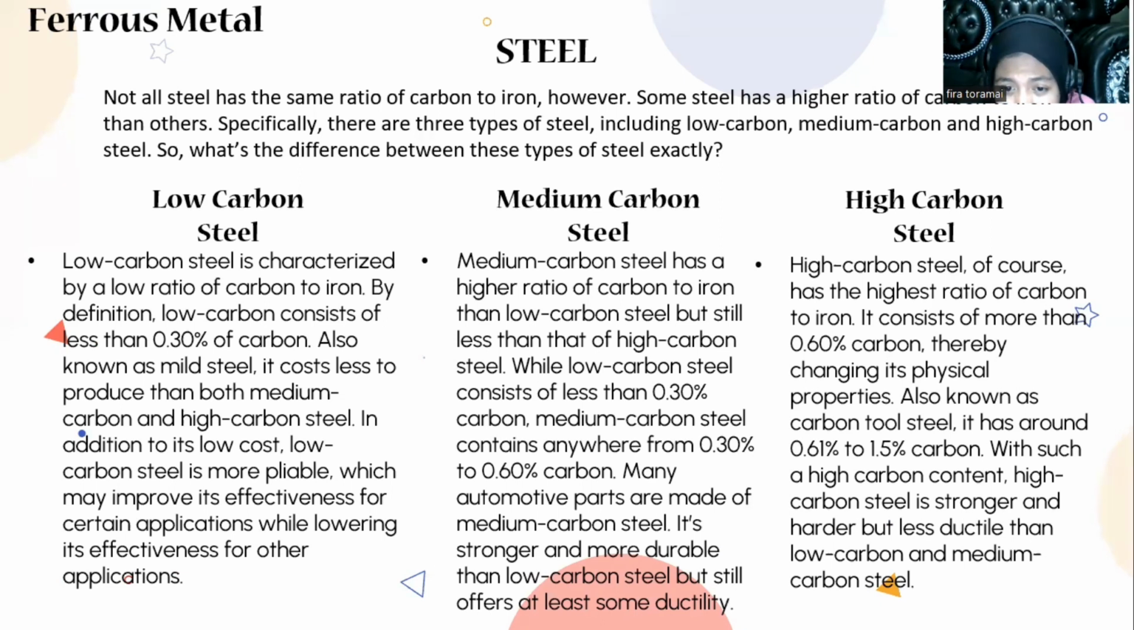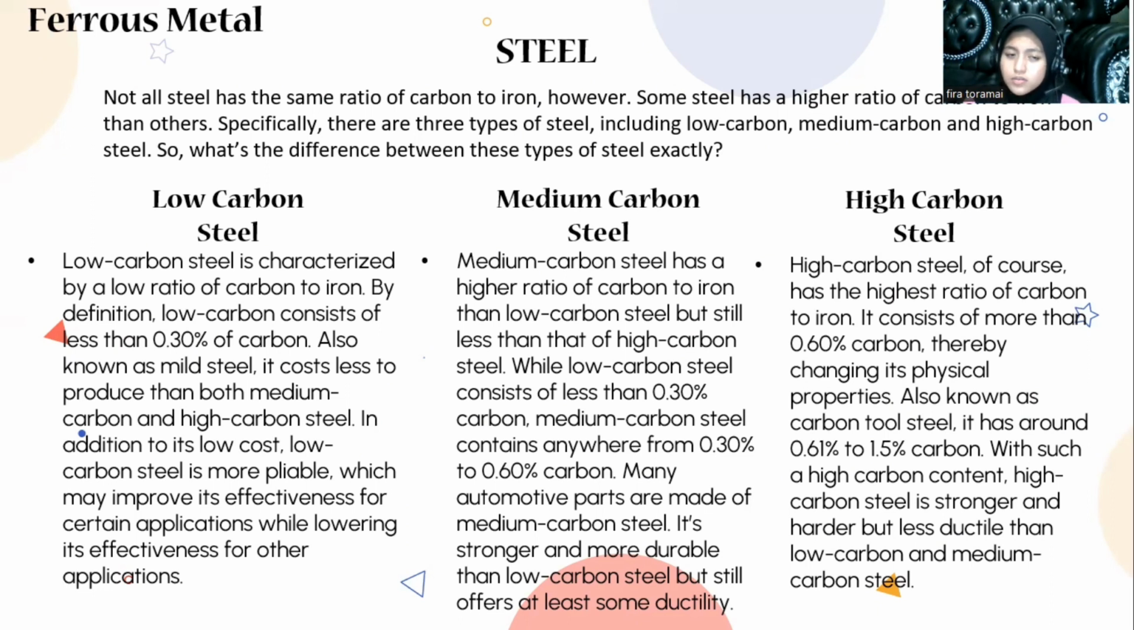It's stronger and more durable than low carbon steel, but still offers at least some eco-friendliness. And third is high carbon steel. Of course, high carbon steel has the highest ratio of carbon to iron. It consists of more than 0.16% carbon. There will be changes in physical properties.